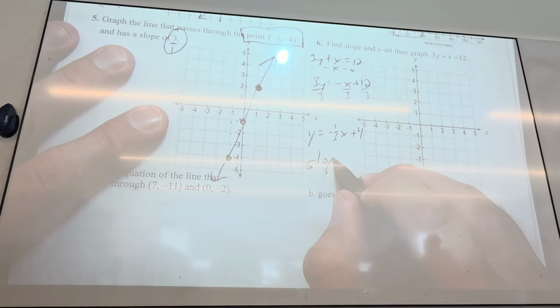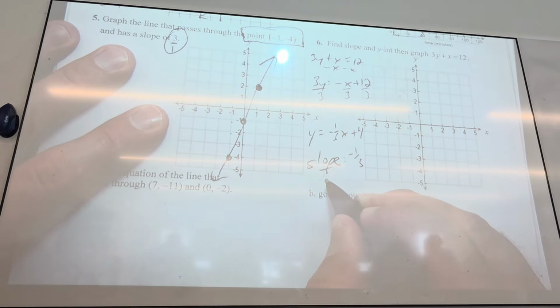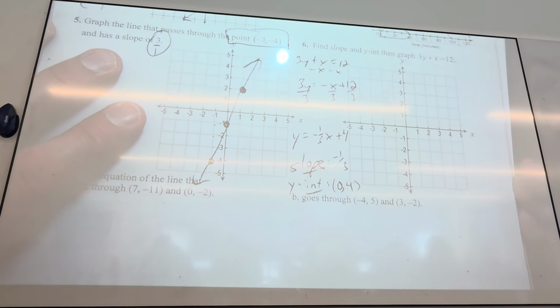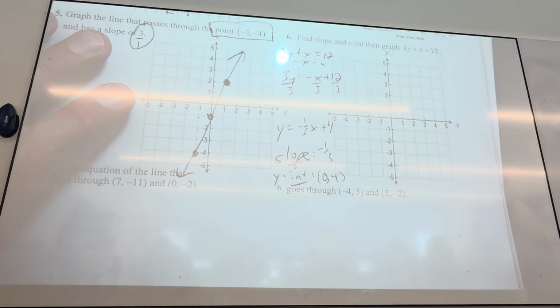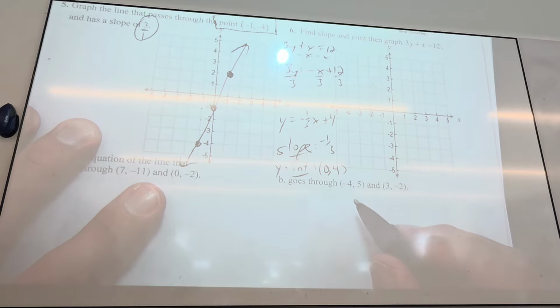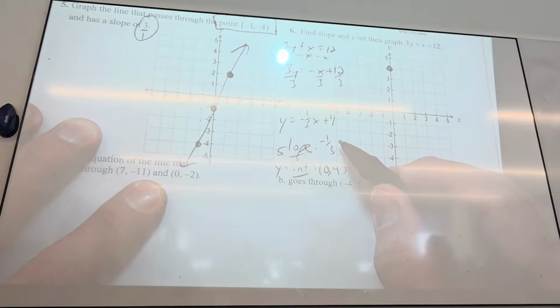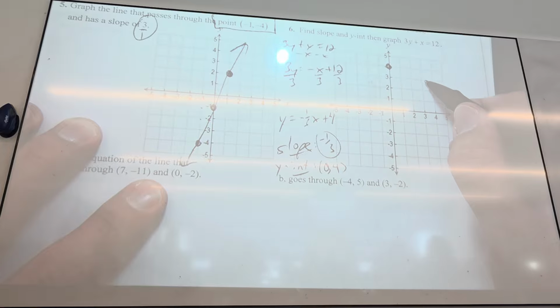What's the slope? Negative 1/3. What's the y-intercept? Careful. (0, 4). And you're allowed to say, oh my god, whatever. But you have to get used to reminding yourself that's a full point. (0, 4). And where do I go from there? Down 1 and right 3. Down 1 over 3.